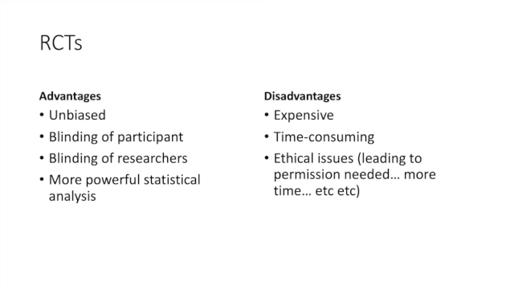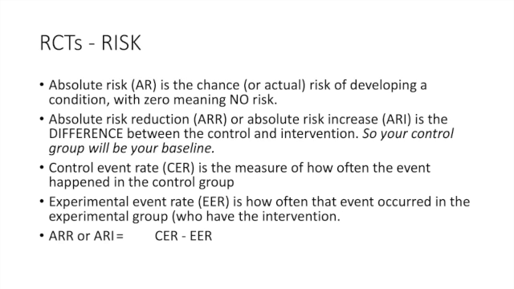So there are cases where certain RCTs have been cut short because one of the groups was doing so badly compared to the other. So RCT will give you an absolute risk, so that's the chance or actual risk of developing a condition, with zero meaning no risk. So the absolute risk reduction or absolute risk increase is the difference between the control and the intervention.